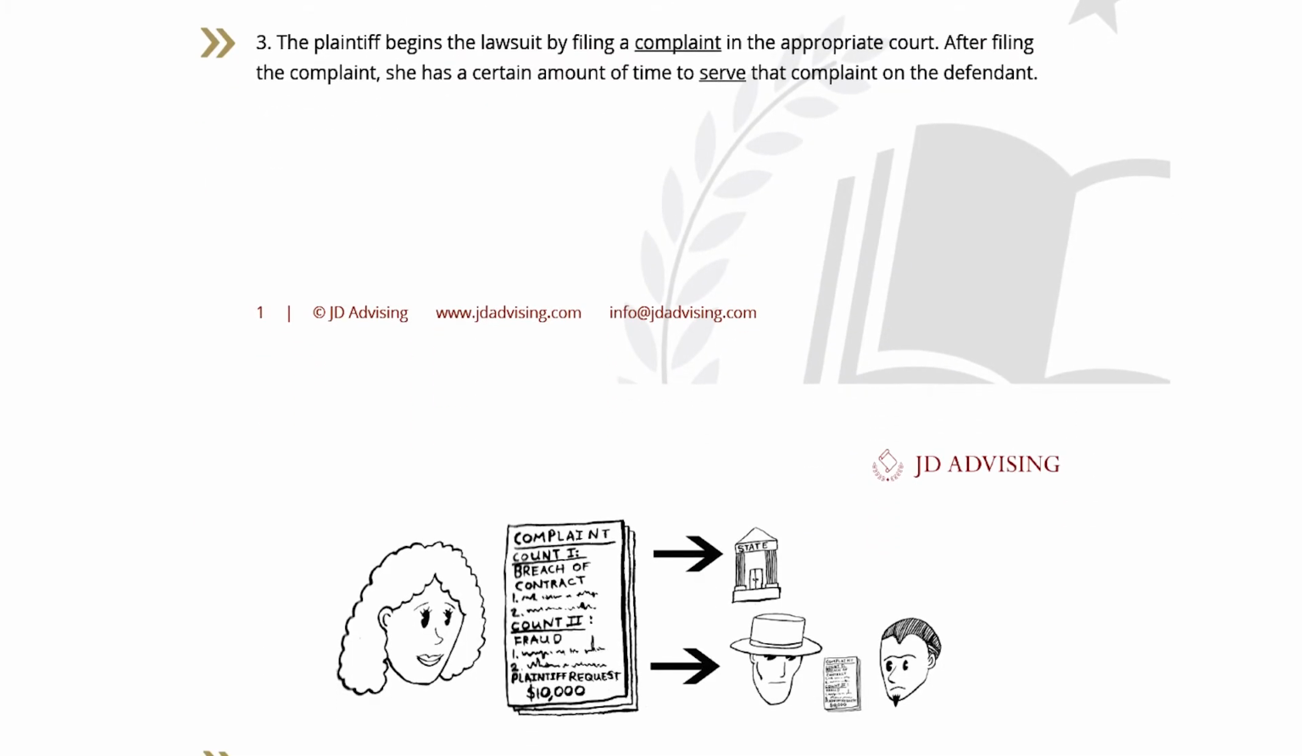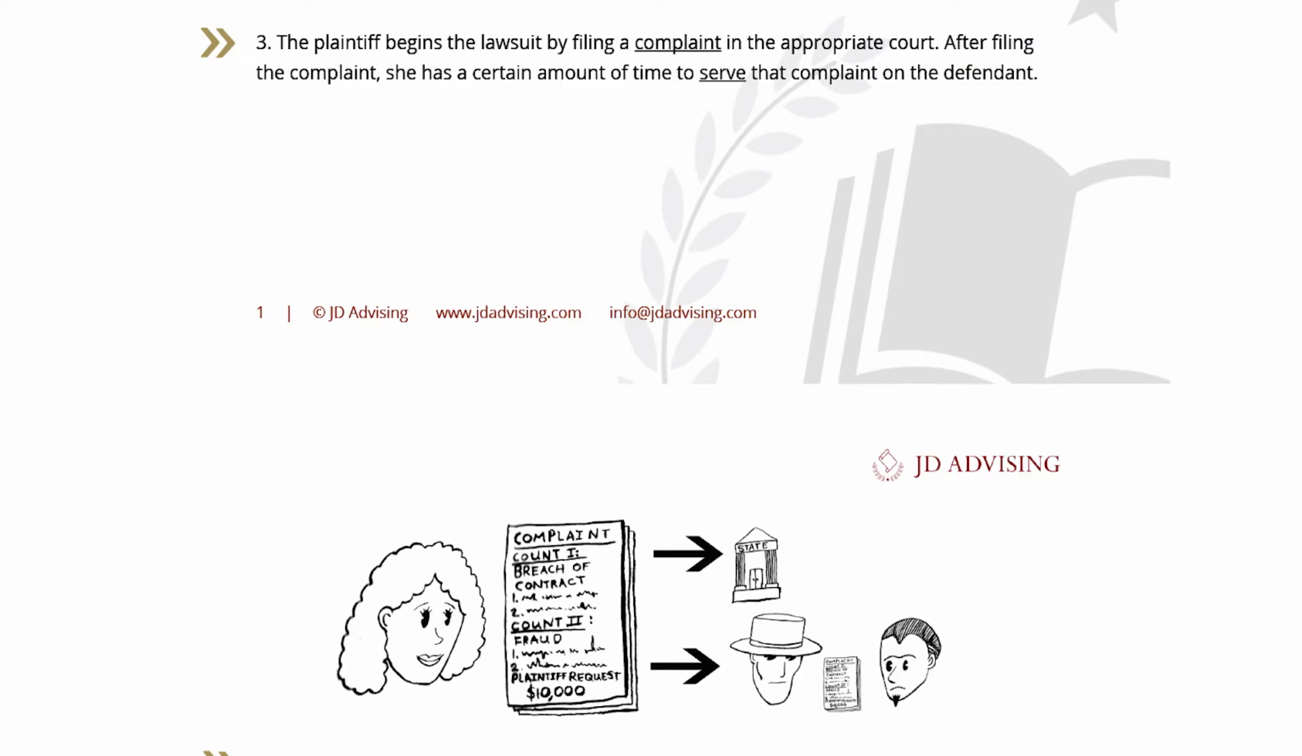The plaintiff will begin a lawsuit by filing a complaint in the appropriate court. After filing the complaint, the plaintiff will have a certain amount of time to serve the complaint on the defendant. So basically, the plaintiff will first file a complaint with different counts. So for example, let's say that an employee is supposed to be paid by their employer and the employer does not pay them. The different counts might be breach of contract, fraud, different employment law claims. So they will file this complaint in the court. This tells the court that the plaintiff is going to sue or is suing the defendant.